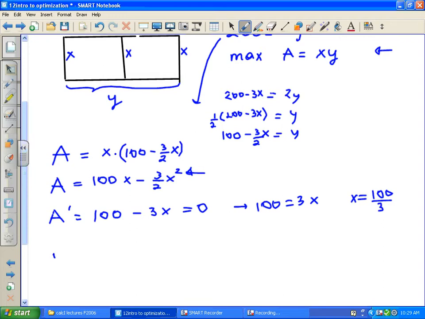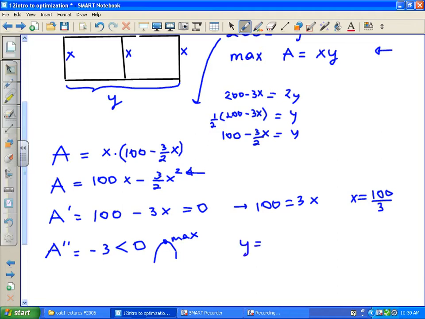So let's find y now. If you like, before we even find y, let's just check and make sure this is what we were looking for. This is indeed a maximum. So take the second derivative. The second derivative is -3, which is a number less than 0. That tells you it's always going to be concave down, and the point found is indeed a maximum. So now we can go and find y.